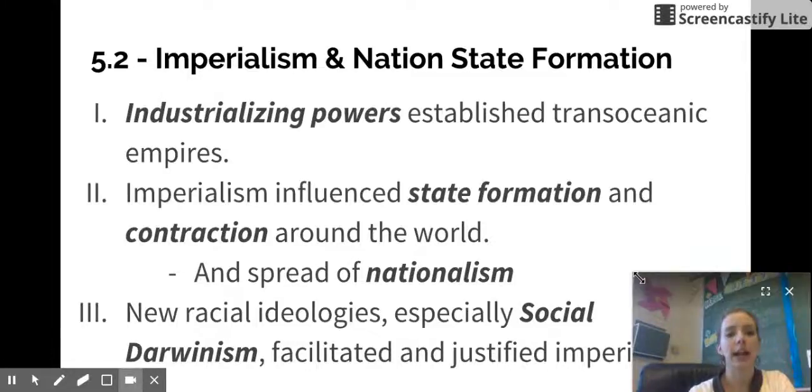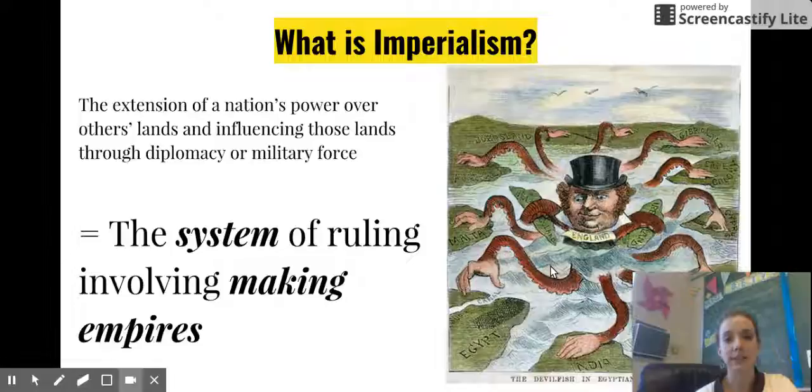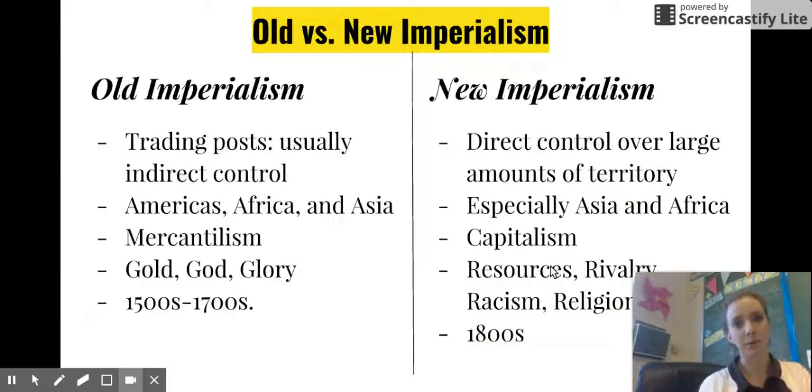So as we look at what imperialism is, basically it's just a system of ruling involving making an empire. During this time, it means making an empire that usually extends to lands beyond your next door neighbor. In fact, the European nations are imperializing not one another. They're not creating empires out of their neighbors. They're creating them by going to other parts of the world and taking those over.